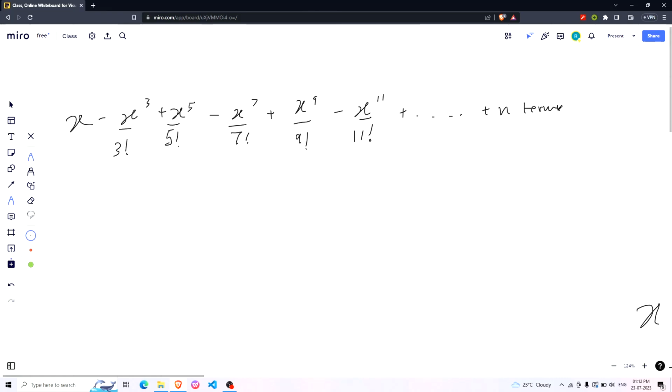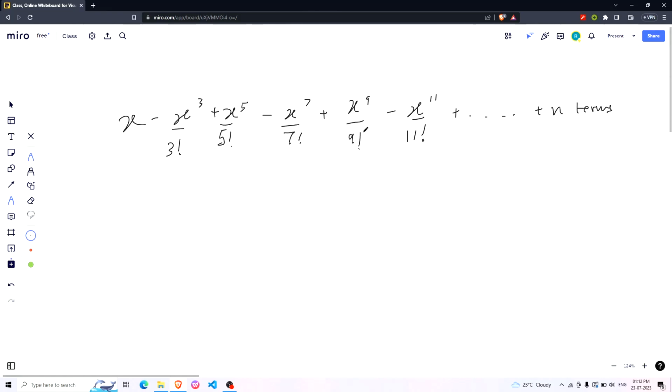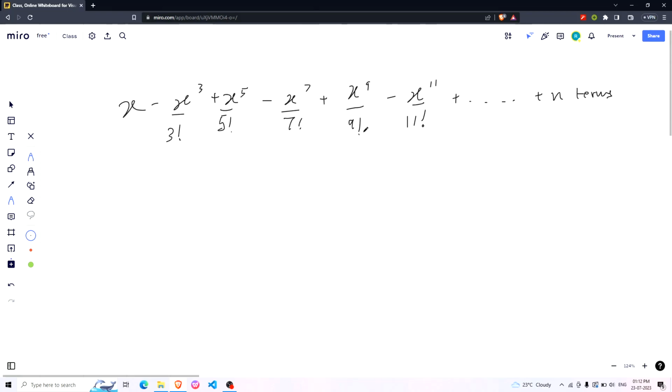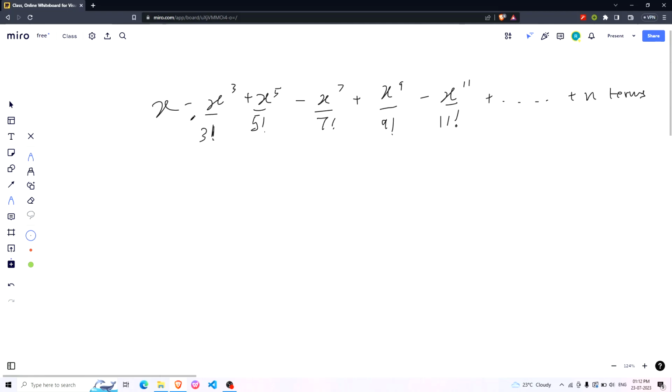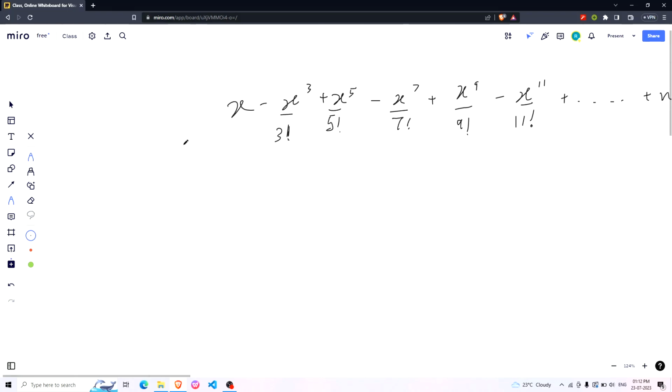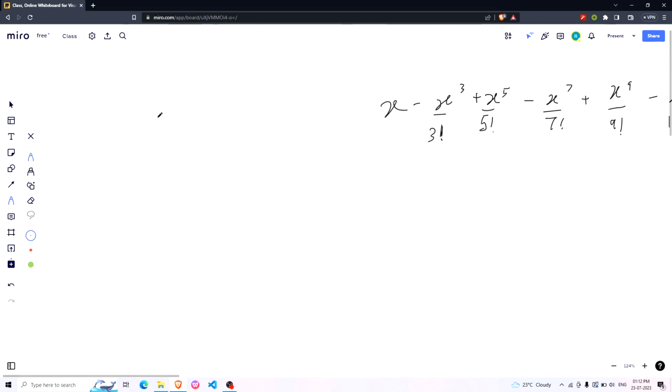So this is very similar to the previous series, which was the second series, but there is only one difference here. There's this exclamation mark. What does this mean? This means that it is the factorial of that number. What is the factorial of that number? Let's quickly discuss that before getting into the series.